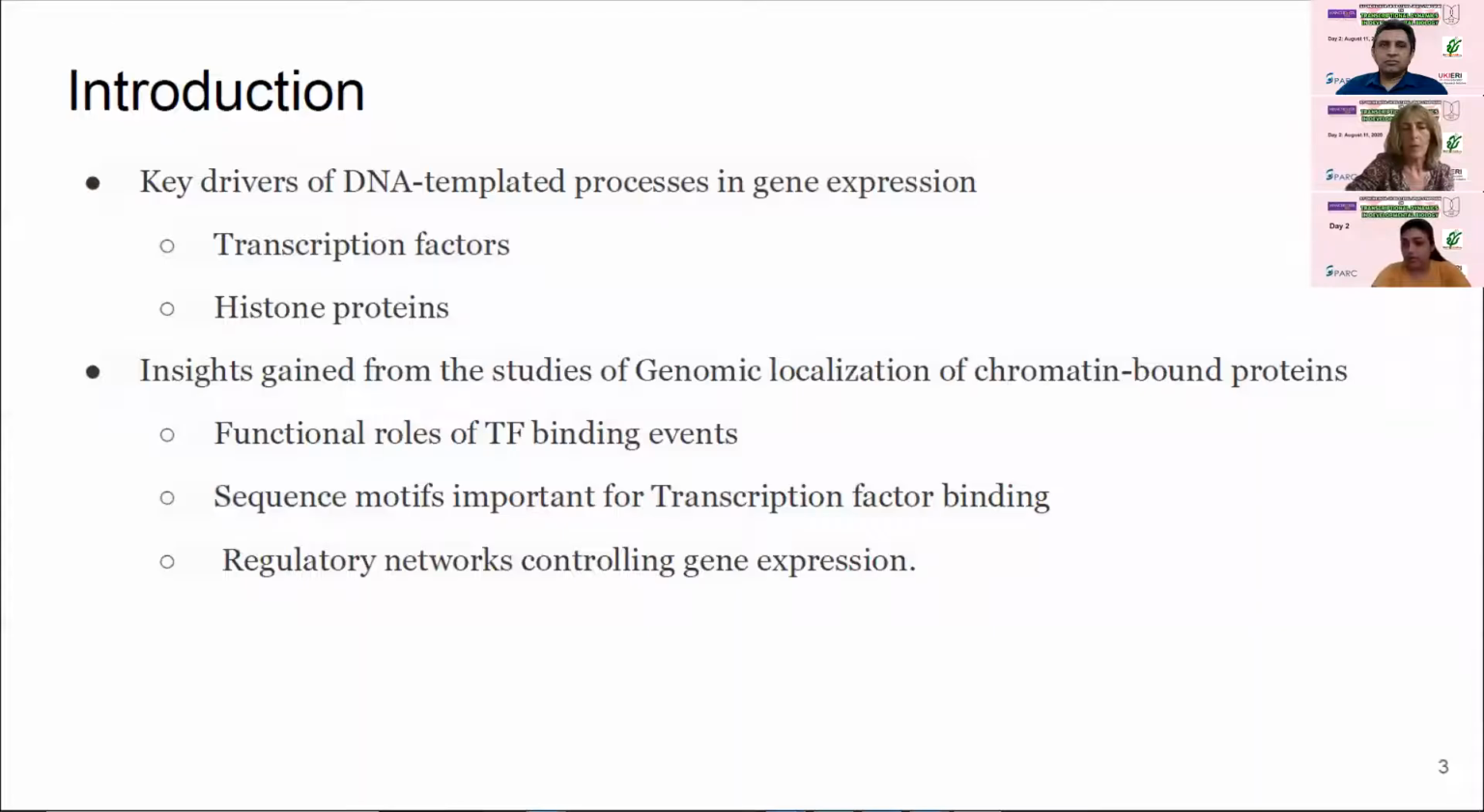with the DNA. So it is referred to as open chromatin. So this open and closed chromatin is studied by studying two different types of data that we get from the different techniques that are available, and the insights that we get from these techniques are that we can get to know the functional roles of the transcription factor binding events, the sequence motifs that are important for the binding, and the regulatory networks that control the gene expression.